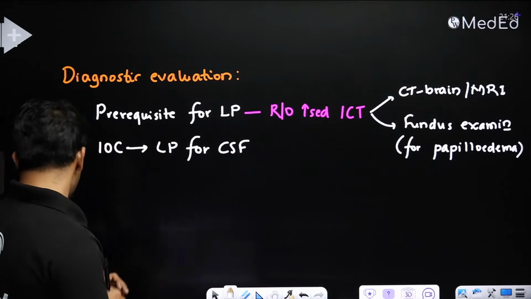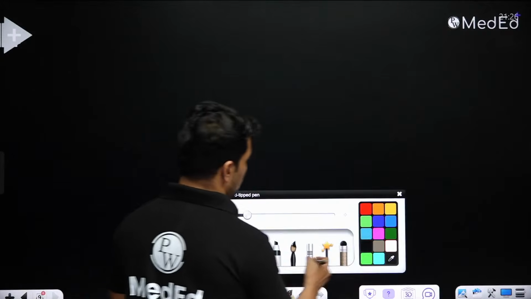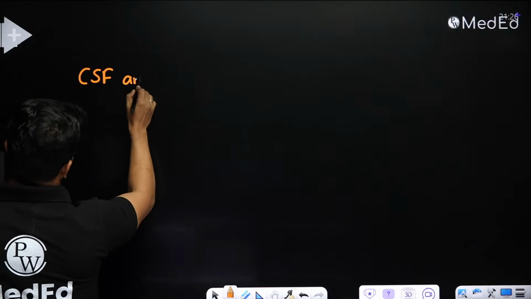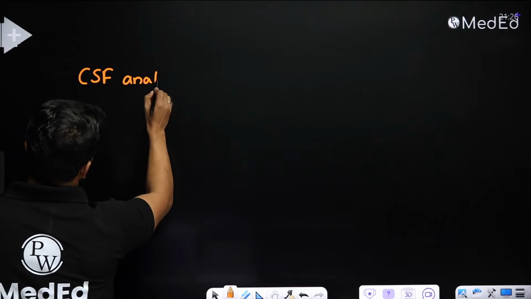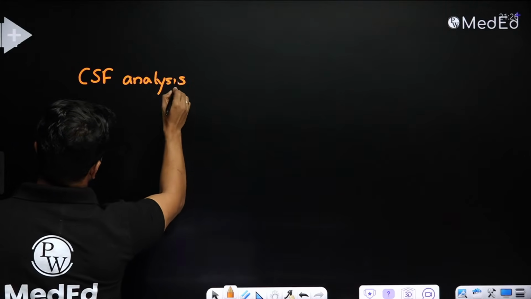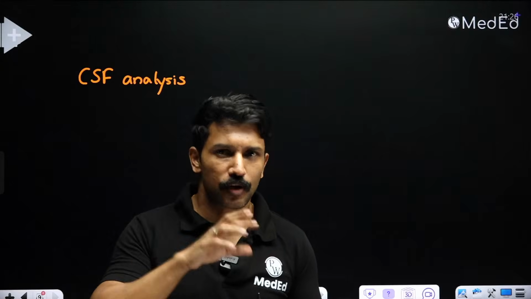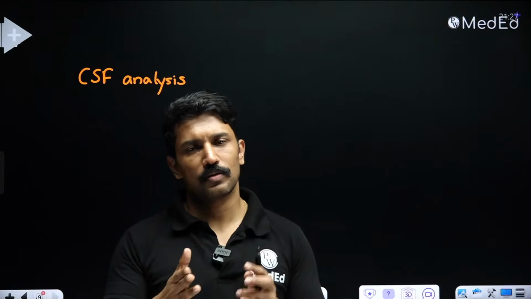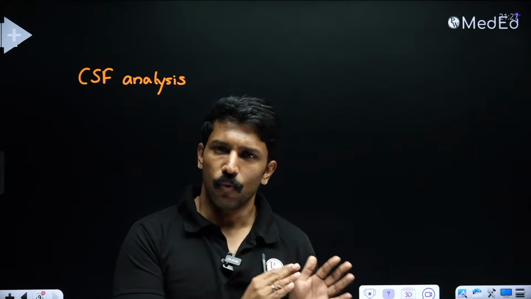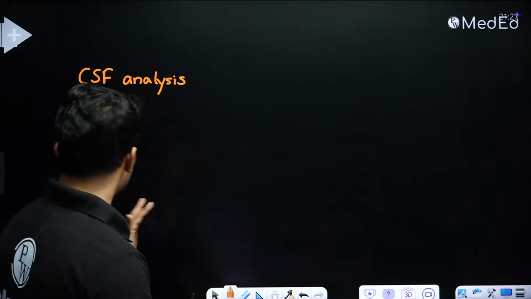Once I have done the lumbar puncture for CSF analysis, the next thing is how do I interpret the CSF report that has come? How do I analyze the CSF report? I will not get into the very microbiological details of the CSF analysis. I'll give you a quick heads up which you can use for solving the NEET PG MCQs as well as your ward cases. How do I interpret the CSF?